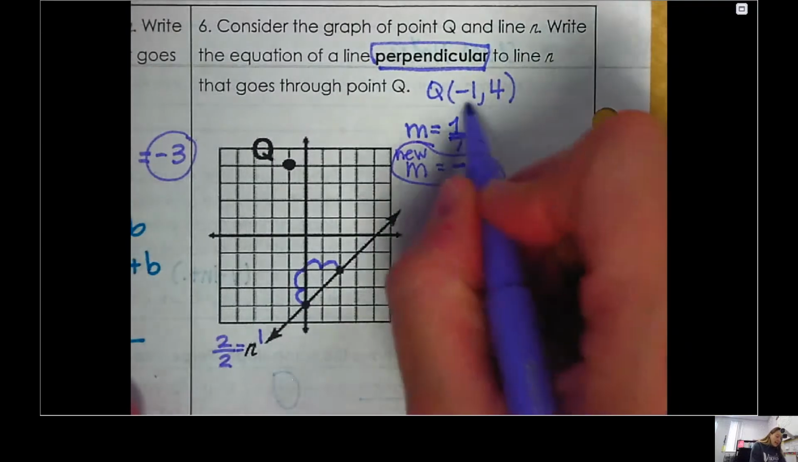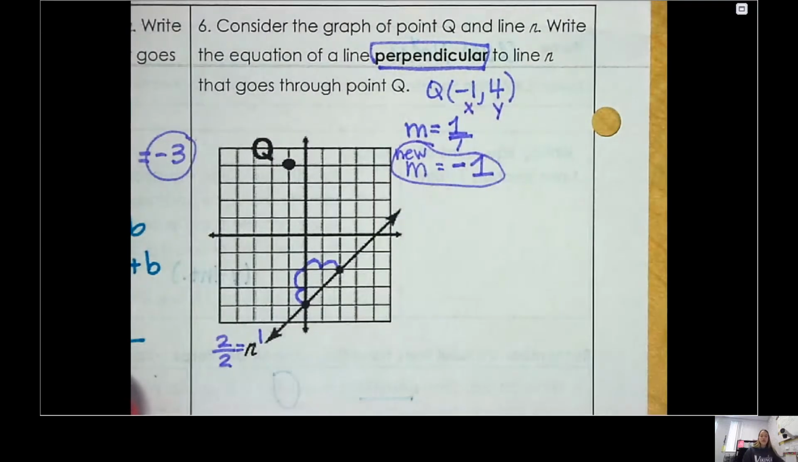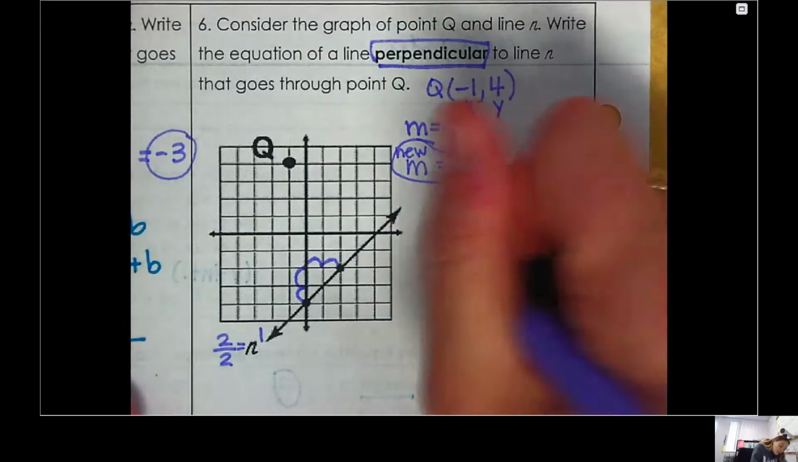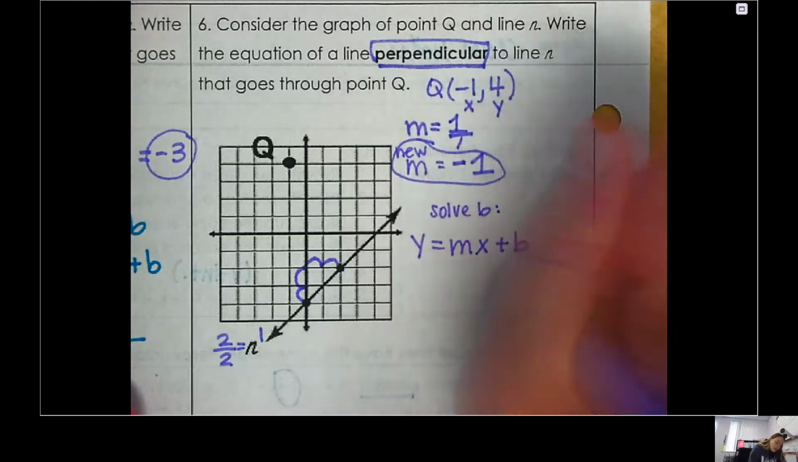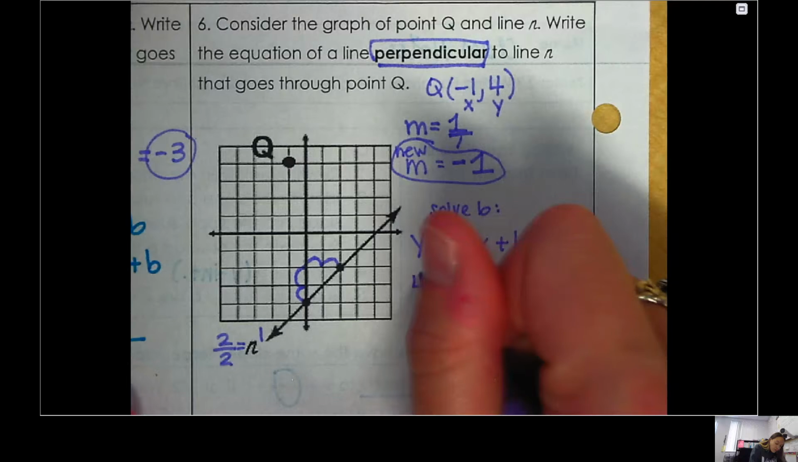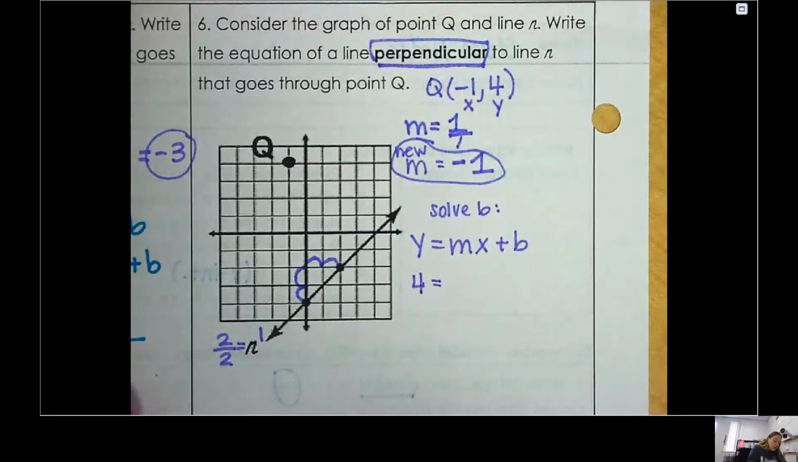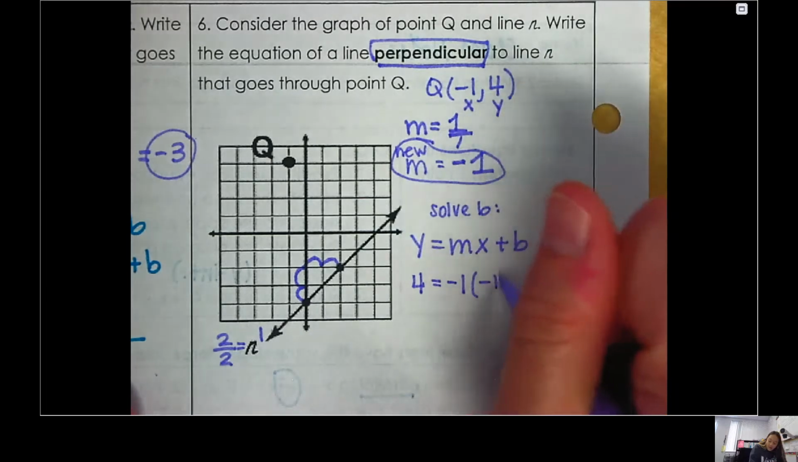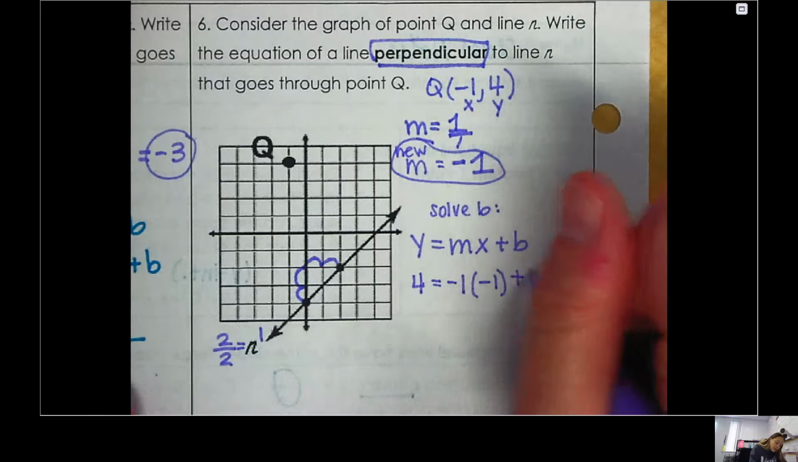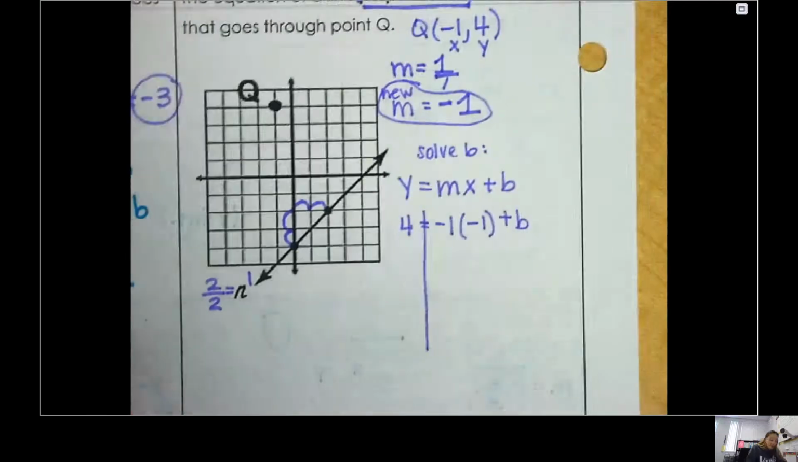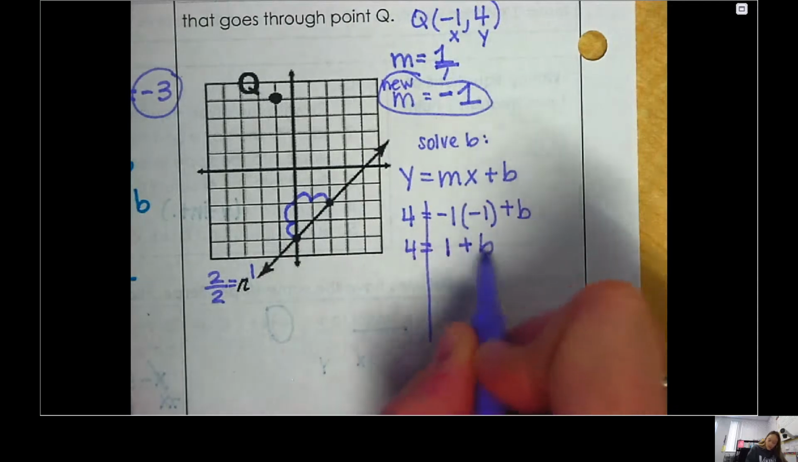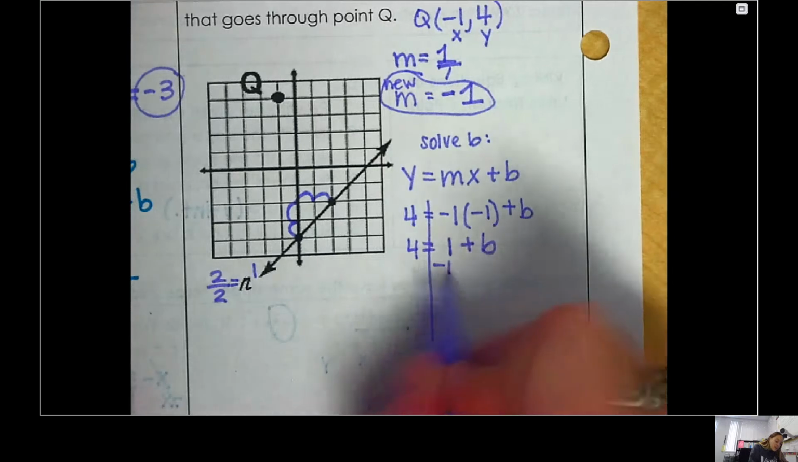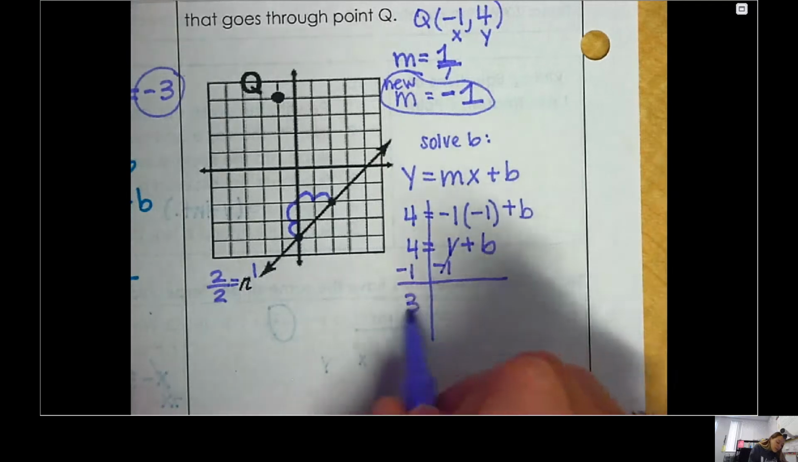I already have my x and my y. So now it's just time to plug it in to solve for b. So I've got y equals mx plus b. For y, I'm going to plug in my 4. For m, I'm going to plug in my new slope of -1. For x, I'm going to plug in also -1, and then plus b. And now it becomes an algebra problem. So 4 equals -1 times -1 is a +1 plus b. And then I move the 1 over, and I get 3 equals b.